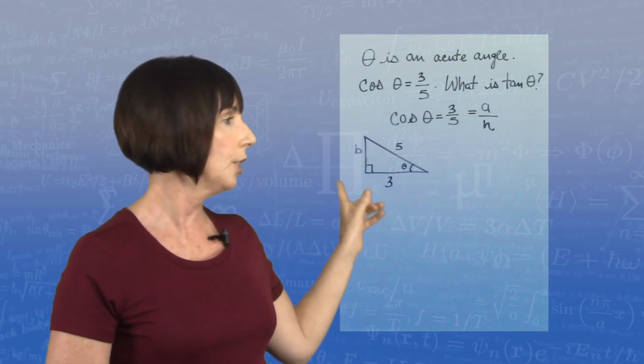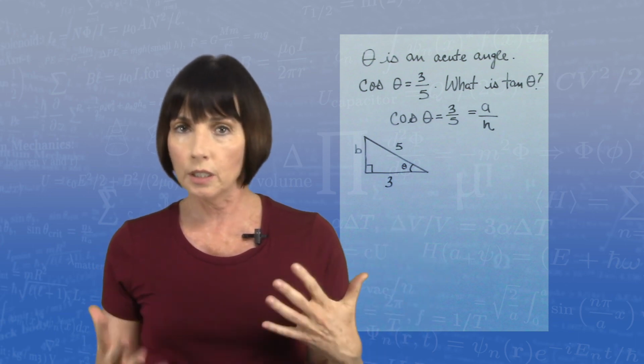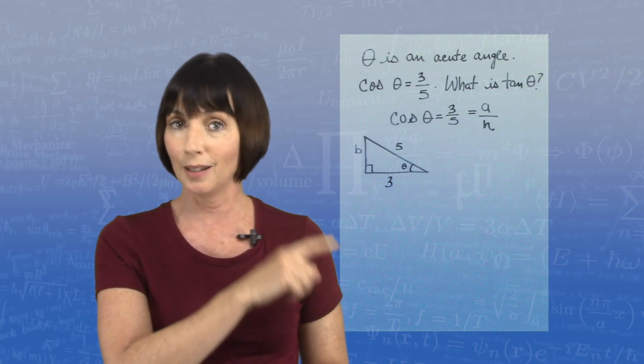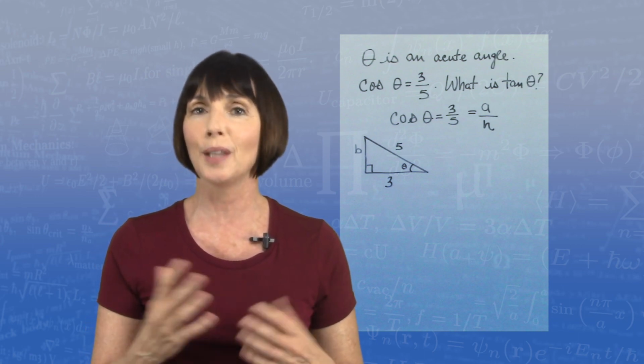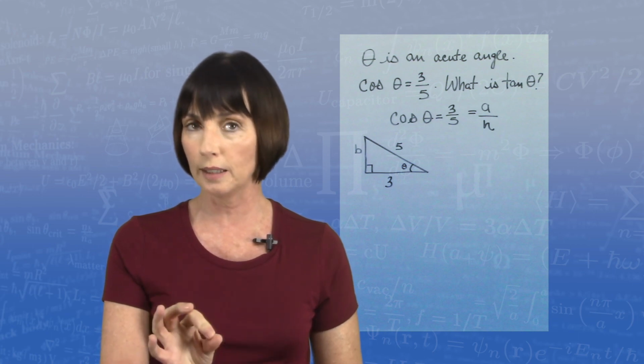Okay, so we have our right triangle. We'll mark one of the acute angles theta. It actually doesn't matter which one. The side adjacent to it is 3 because the cosine is 3 over 5 and the hypotenuse is 5. So we have to make sure to mark those two correctly.